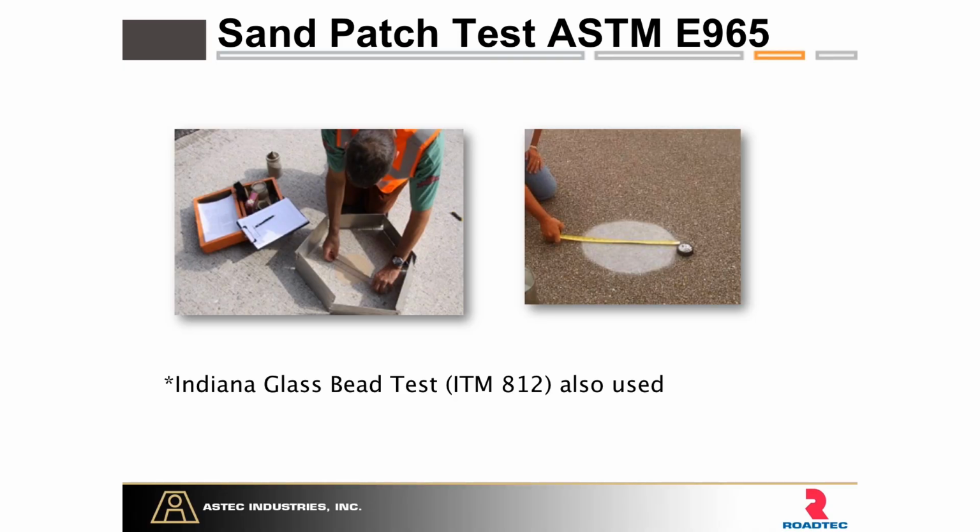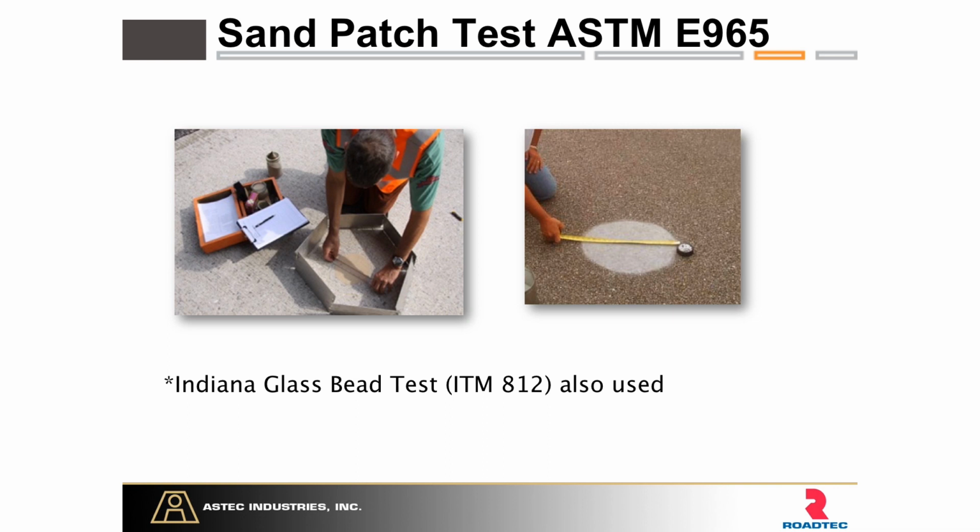One of the ways different agencies, DOTs, look to ensure they have a smooth milled surface is a sand patch test. This is an ASTM test. Also the Indiana glass bead test is very similar. But the sand patch test is performed by dumping a known volume of sand onto the ground, and then they use a tool that's similar to a hockey puck. And this is spread out on the ground.